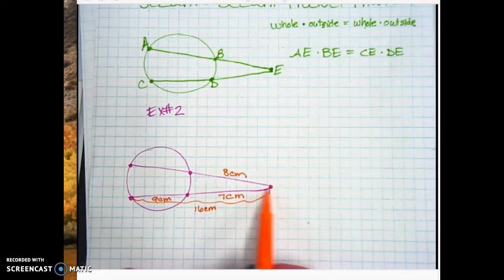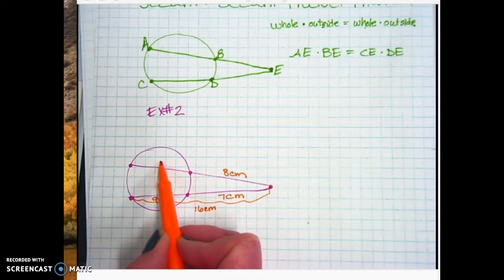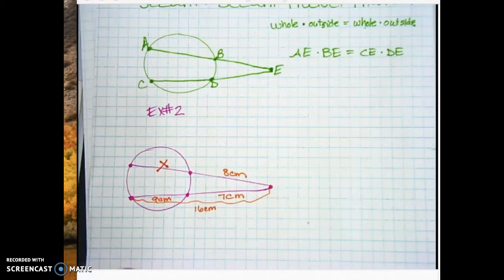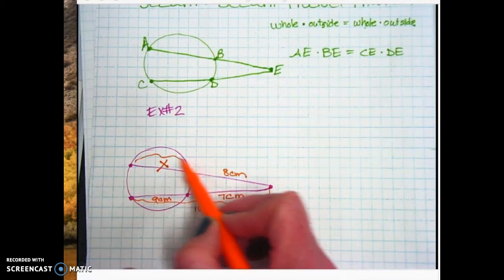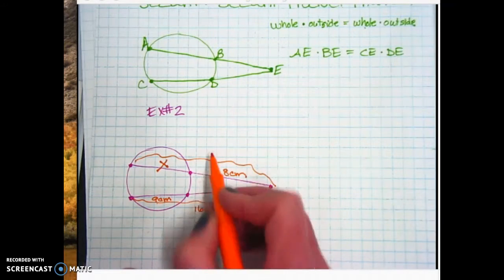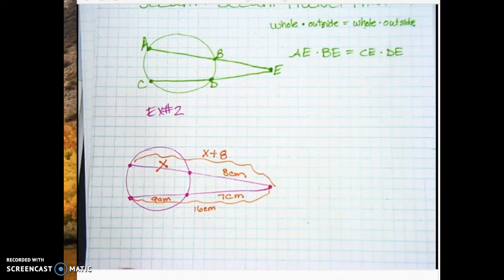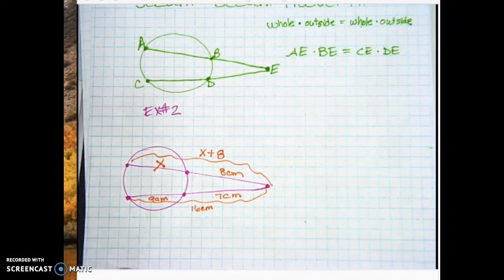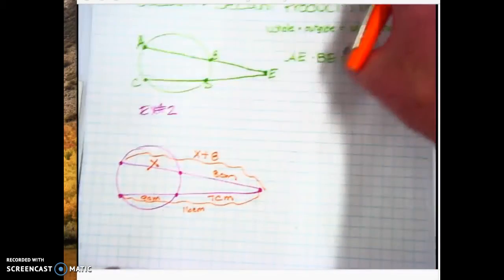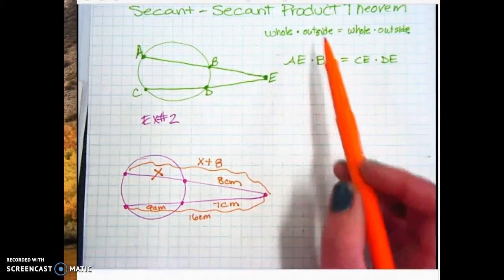But here on the top secant, we're missing this piece right here. So I'm going to put a little X there because that's what we're missing. But if we were to find the length of the whole thing, it would be this plus this, right? It would be X plus 8. Does everybody see how I got X plus 8? Yeah. Okay.